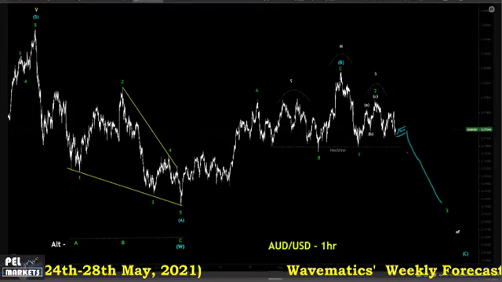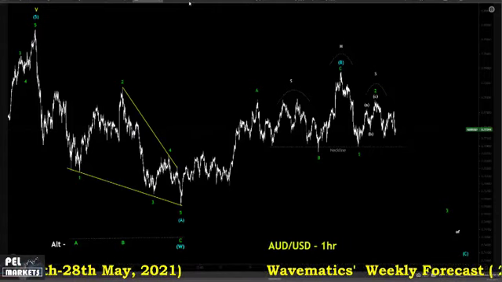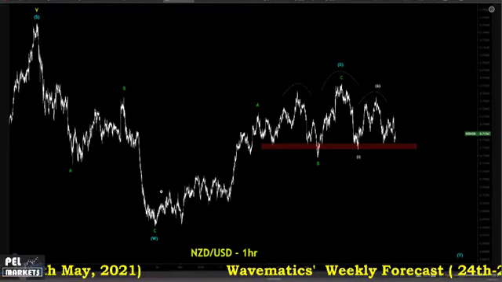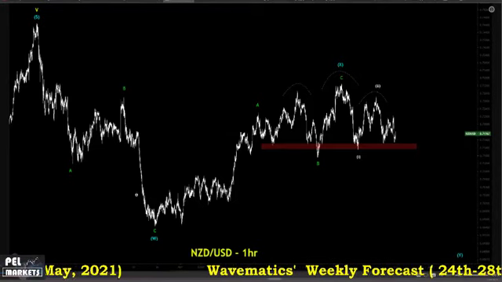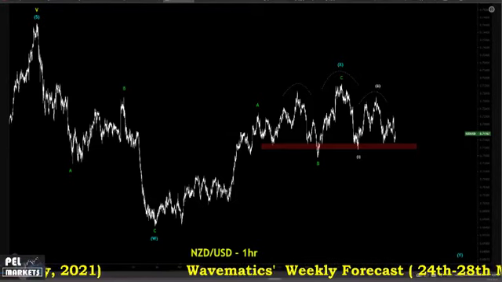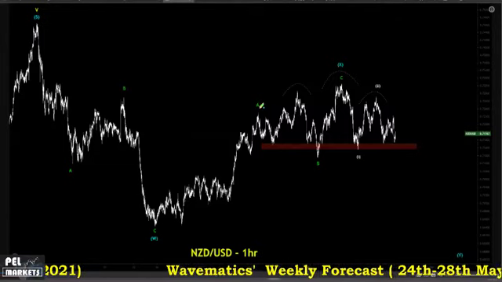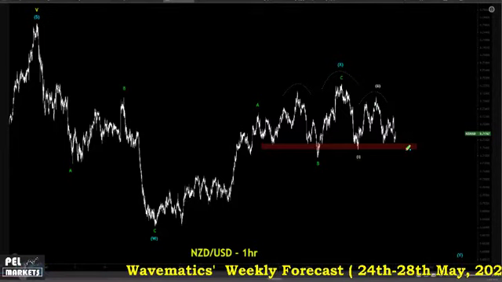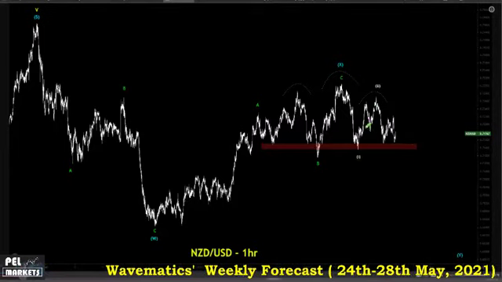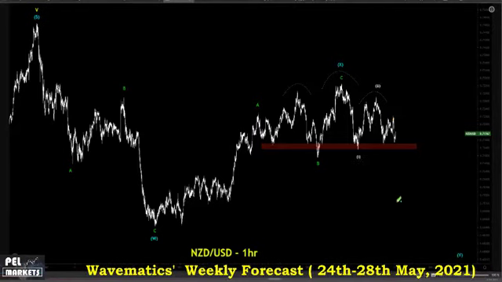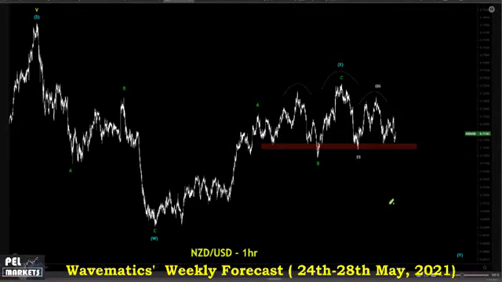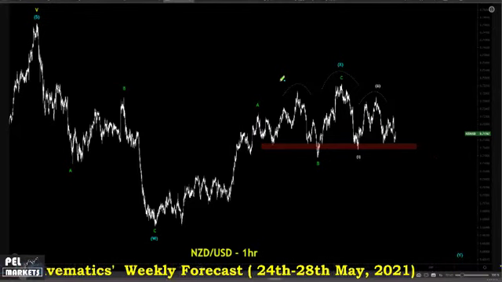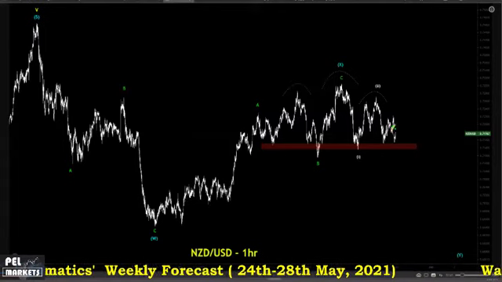The same pattern is also happening on the Kiwi dollar. If you look at the Kiwi dollar, we are looking at the WXY, a double zigzag, or a double 3 rather, for this particular pair. So we've had a wave A, a wave BC for X, and now we are coming down for yellow wave C. So now we are looking for a 5-wave for green wave A, then we have a B and C for yellow wave C.